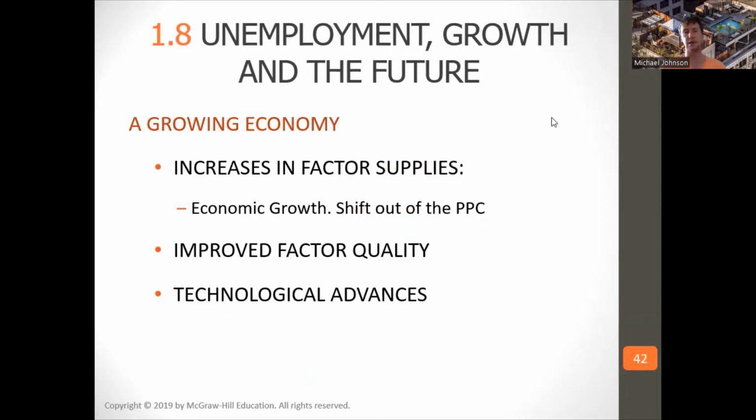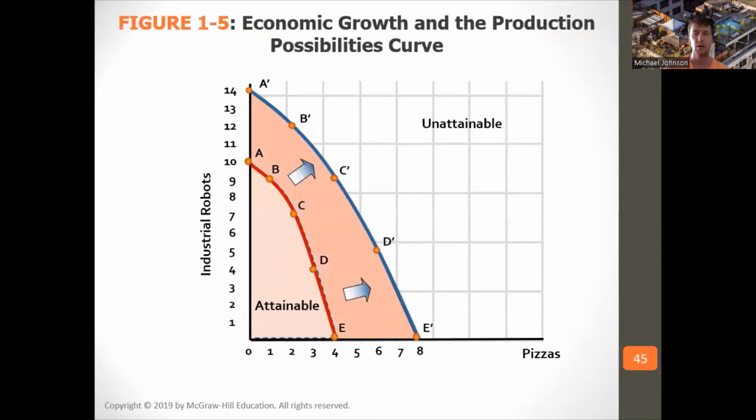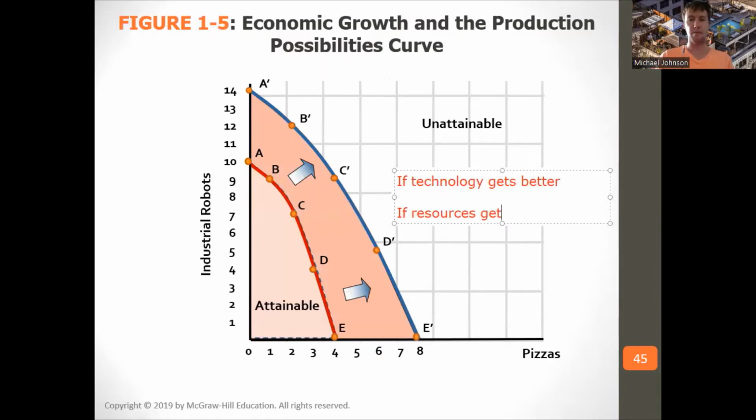So yeah, as Justin said, increases in factor supplies would cause economic growth, a shift out of the PPC. And then improved factor quality would also do that too. And then technological advances as well. So all three: increases in factor supplies, increased factor quality, and technological advances. So this is what happens if technology gets better, if resources get better in quality.